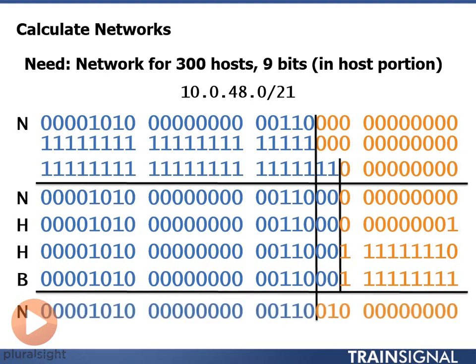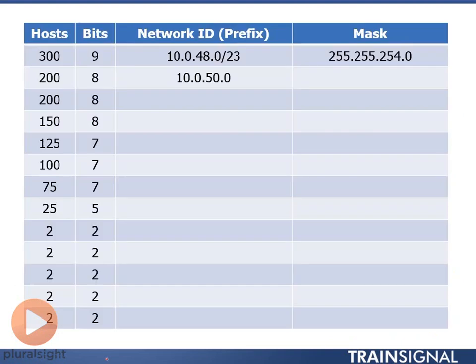So our next value here in our host portion, and the host portion I'm looking at is now actually my given host portion, because I've already calculated the network I need for 300 hosts. So for this network I need for 300 hosts, I find my broadcast address and add 1. That makes my given host portion now 010000000. All right, this is my next network address. So we get 10.0.48.0/23. That's a mask of 255.255.254.0. And it makes our next available address 10.0.50.0.